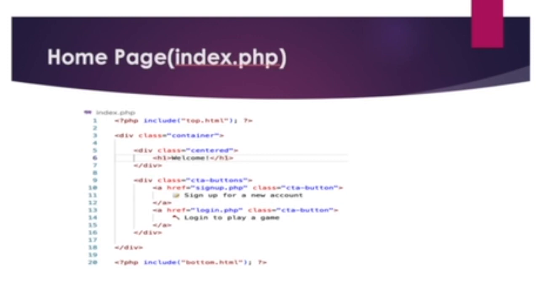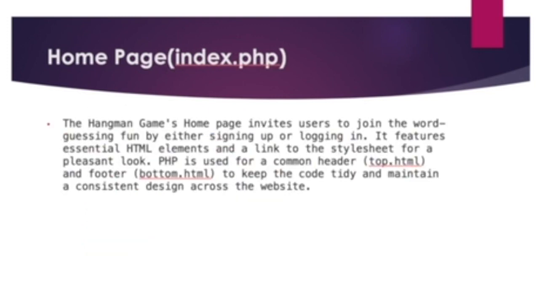The first website we have is the homepage. The Hangman game homepage invites users to join the word guessing fun by either signing up or logging in. It features essential HTML elements and a link to the style sheet for a pleasant look. PHP is used for a common header, which is called top.html, and a footer, which is called bottom.html, to keep the code tidy and maintain a consistent design across the whole website.